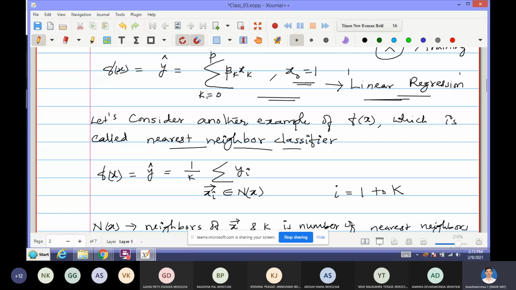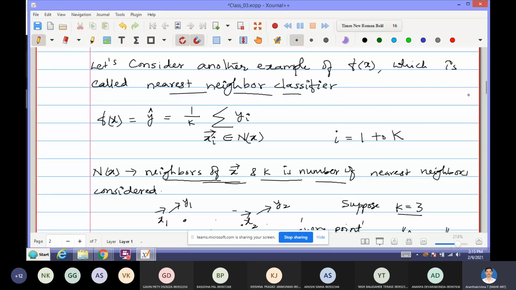Next we took an example of one more classifier, KNN, or the nearest neighbor classifier. So we have the expression here, that is y cap is equal to f of x is equal to 1 by k summation of yi, for those i's with xi belonging to N of x. Here N of x represents the neighborhood of x.